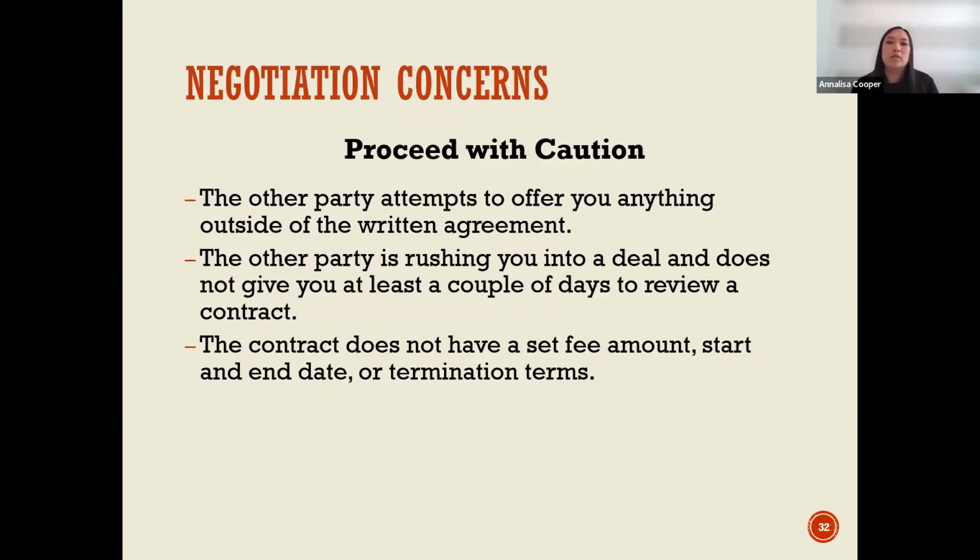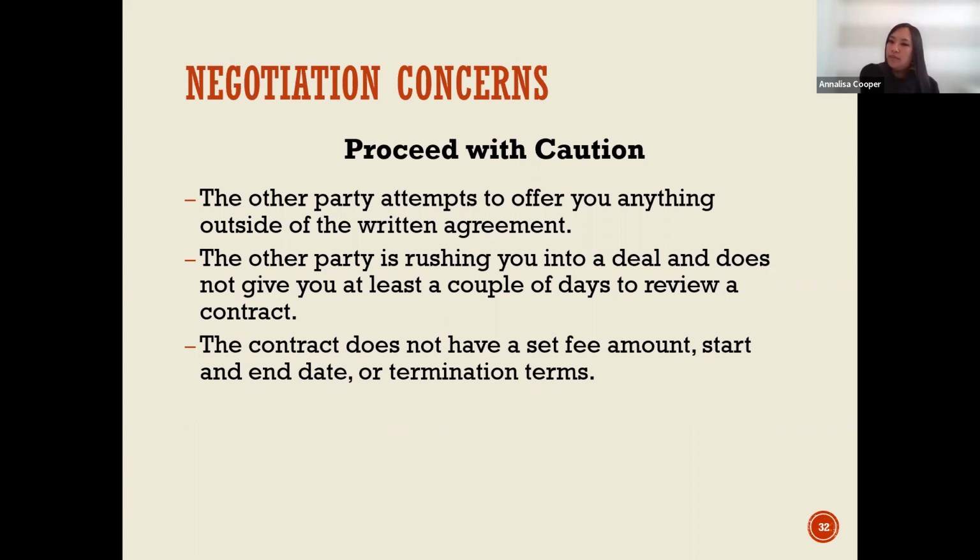All right. So certain circumstances you may want to pause and just not dive in right away. And those are when the other party attempts to offer you anything outside of a written agreement. Make sure, again, everything is in writing. If the other party is rushing you, so you need a few days to review the contract, digest it, think about what you want. You should have that at minimum. If the other party is saying, get this to me within an hour, it's unreasonable and something might be wrong. The contract does not have a set fee amount or start and end date, termination. All of those crucial terms should be in the agreement.